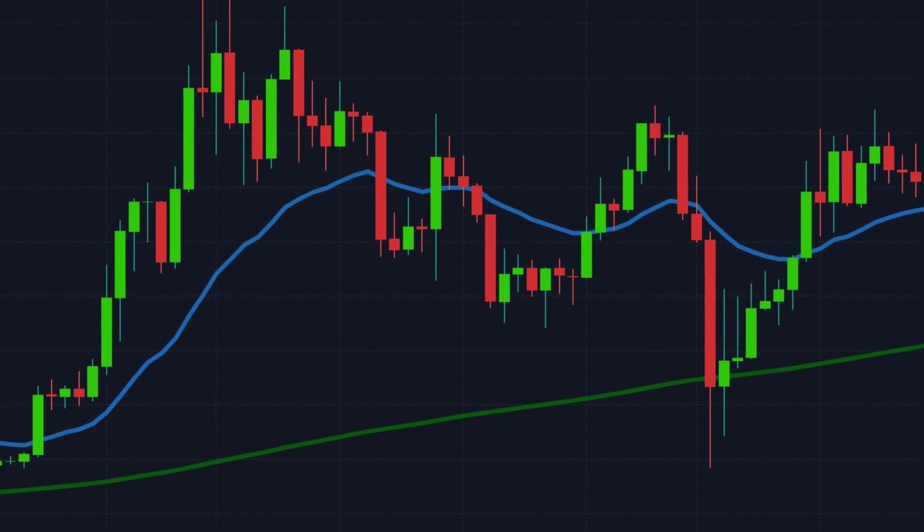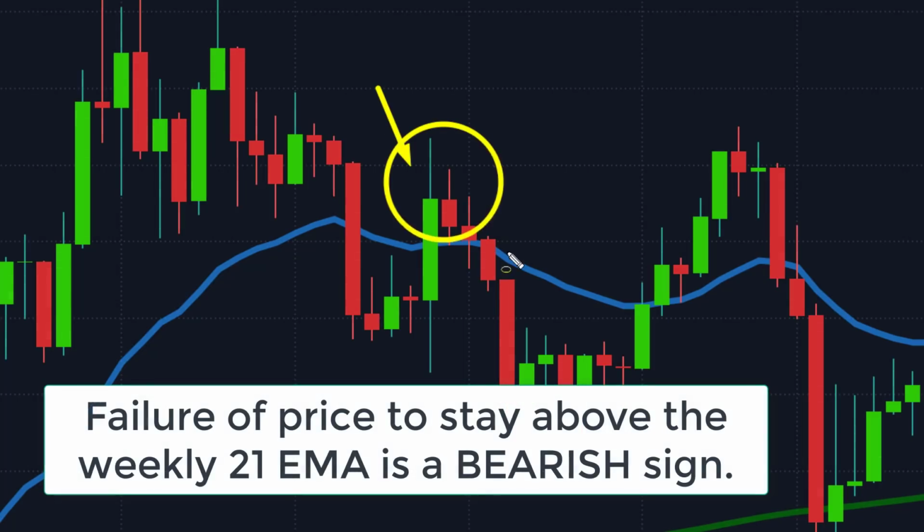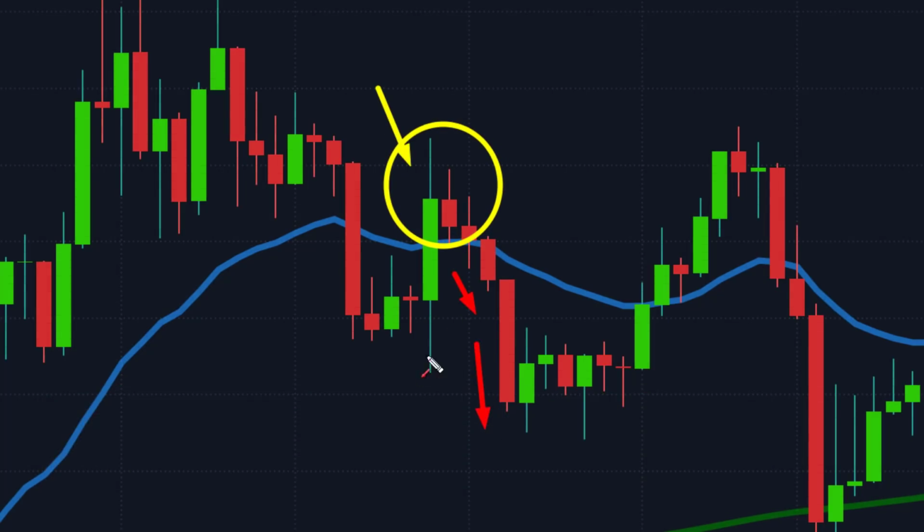Here's another example for you. This is back in last year, as a matter of fact. October last year, you may remember, price was below the 21, then tried to get above it here, as you can see, and then it failed. Once again, it failed here, and then it dropped. Boom. So that was another failure.